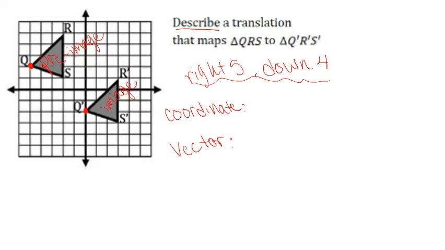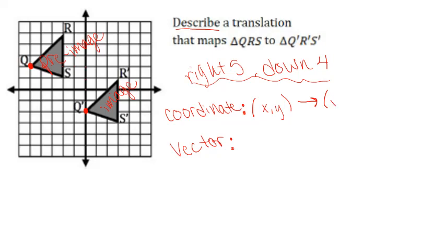So I'm just going to do it in both because the directions didn't specify one notation over the other. So coordinate notation, remember, we start with our first pre-image mapping, or (x, y). Any (x, y) value or coordinate ordered pair of our triangle QRS maps to, and that's how we read this arrow, maps to, our shifted values, right 5 and down 4.